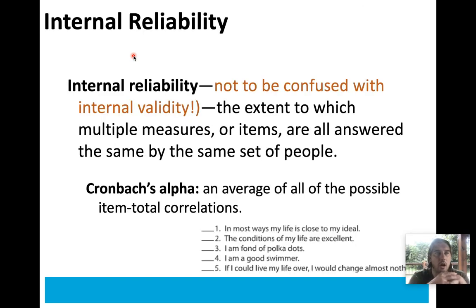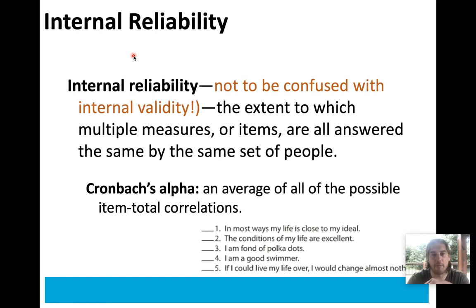Okay, our last form of reliability is called internal reliability. This is not to be confused with internal validity. I know that's a little confusing, but these are two different concepts. We're going to talk about internal reliability. This is the extent to which multiple items within a measurement are answered in the same way by the same person.